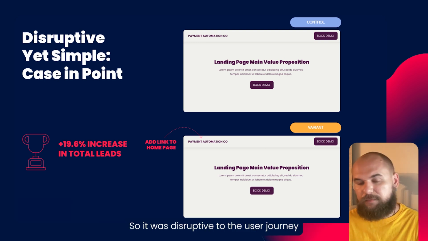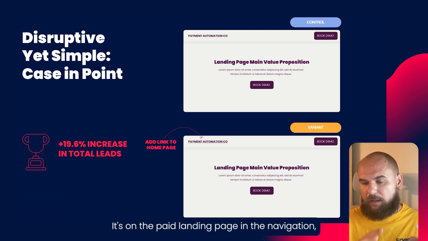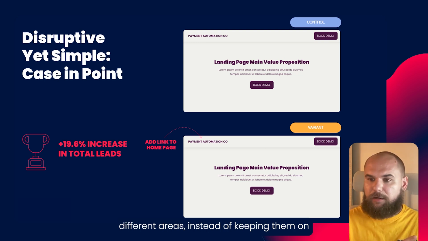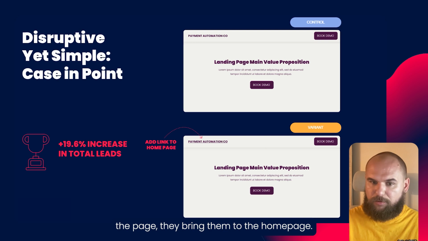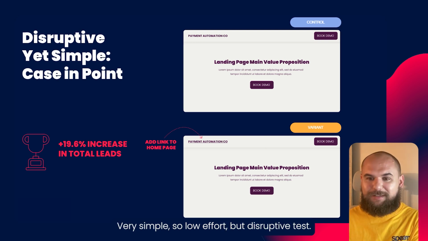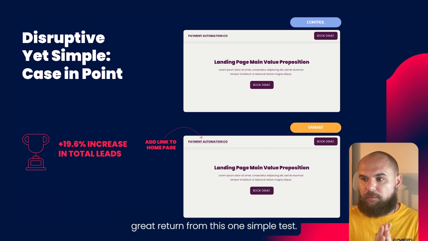So it was disruptive to the user journey because in a key point of the user journey, it's on the paid landing page in the navigation, and it alters it by bringing users to a different area. Instead of keeping them on the page, they bring them to the home page. Very simple. So low effort, but disruptive test, and was a huge increase in leads. So great return from this one simple test.